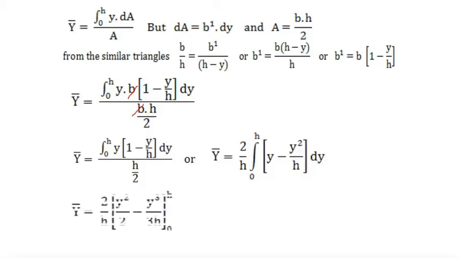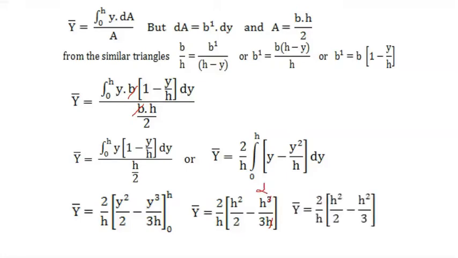So integration of that, what will you be getting? The integration of y will be y square by 2. The integration of y square will be y cube by 3. And then apply limits from 0 to h. So h square by 2 minus h cube by 3h will be there. So 1h and 1h will cancel out here. So it will become h square by 2 minus h square by 3. After taking LCM, it becomes 3h square minus 2h square, so upon simplification you get the final value: y bar is equal to h by 3.